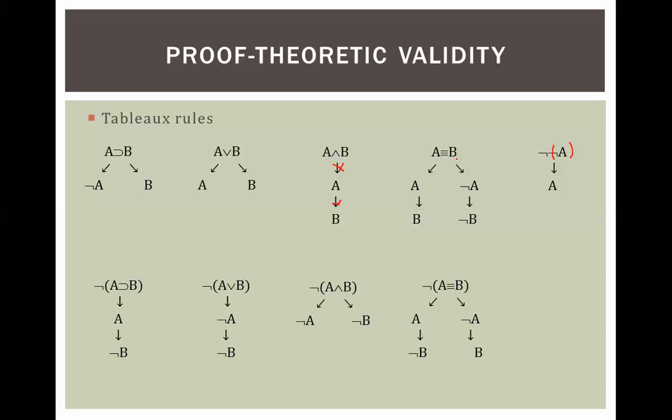A if and only if B means if you have one, then you have to have the other. If you don't have one, then you can't have the other. So that's what you got here. You have one without having the other. Those are the rules.